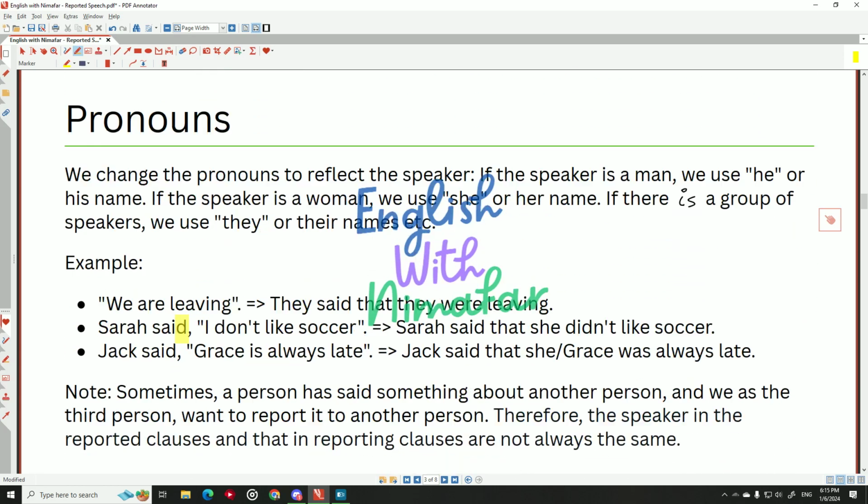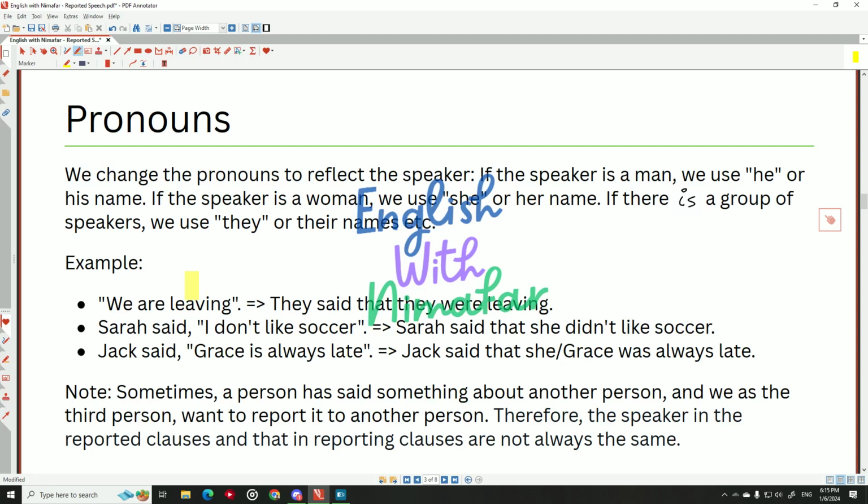Pronouns. Now, maybe get better. We change the pronouns to reflect the speaker. If the speaker is a man, we use he or his name. If the speaker is a woman, we use she or her name. If there is a group of speakers, we use they or their names.